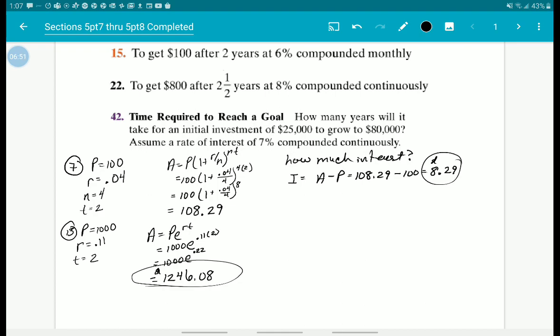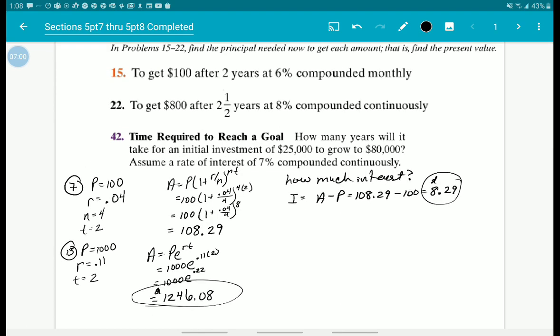The next few problems are a little different because now we're asking how much do we need to put in. We're looking for the principal if we want to get a specific amount. So let's look at 15. We want to get $100 after 2 years, and we're looking at 6% compounded monthly. So that tells us which formula we're using.